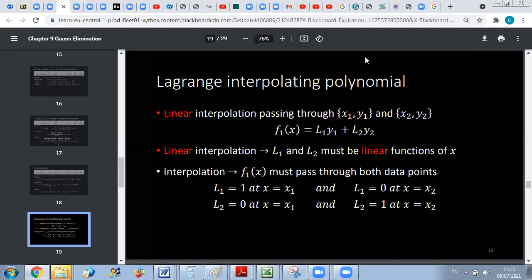So we will define operators L1, L2, until, it depends on the order. If you have a linear interpolation, you should define 2 Lagrange operators, L1 and L2. If you have quadratic interpolation, you should define 3 Lagrange operators, which are L1, L2, and L3, etc. So next time we will go into details of how we do the Lagrange interpolating polynomial. Okay.